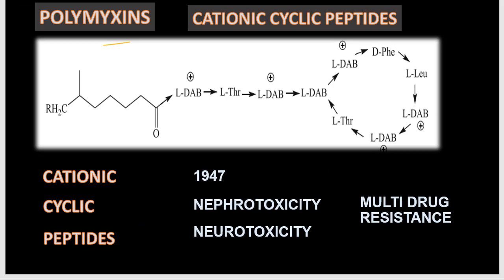Polymyxins are peptides. It's a cationic cyclic lipopeptide. Cationic because of its positive charges, cyclic because of its cyclic ring structure, and lipo because of its lipid moiety presence. Discovered in 1947 and in use since 1949, by the late 1970s its use almost declined because of its neurotoxicity and nephrotoxic potential, and it was only used in external formulations. The multi-drug resistance and lack of antimicrobials revived the interest in this group.